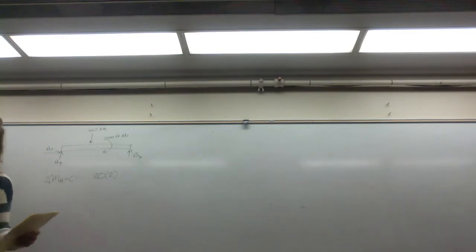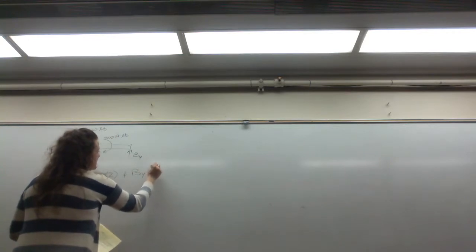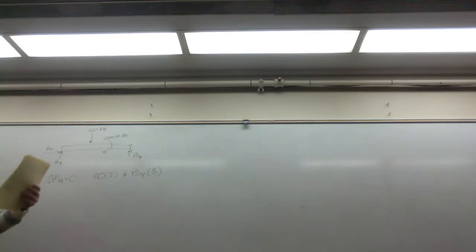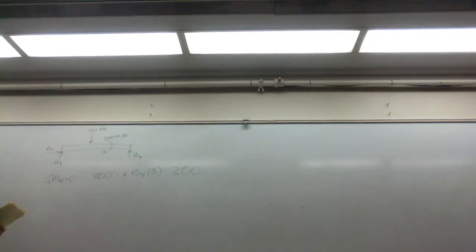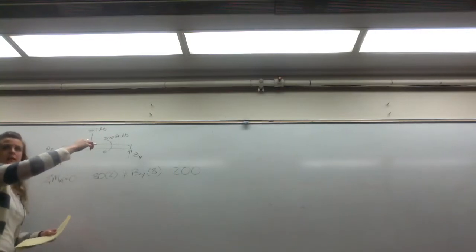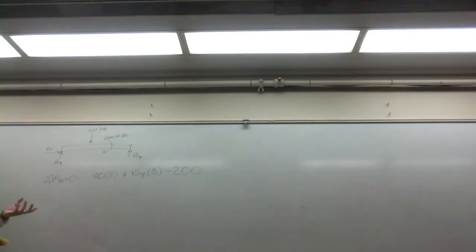Times 2 is by times 8, and 200. Right? So we're following sign conventions here, the right-hand rule. Okay, that still applies. We've drawn a clockwise moment here, so our applied moment of 200 foot-pounds is negative. And our By, or our 80-pound force here, is applying a clockwise rotation about A, so that is also negative.